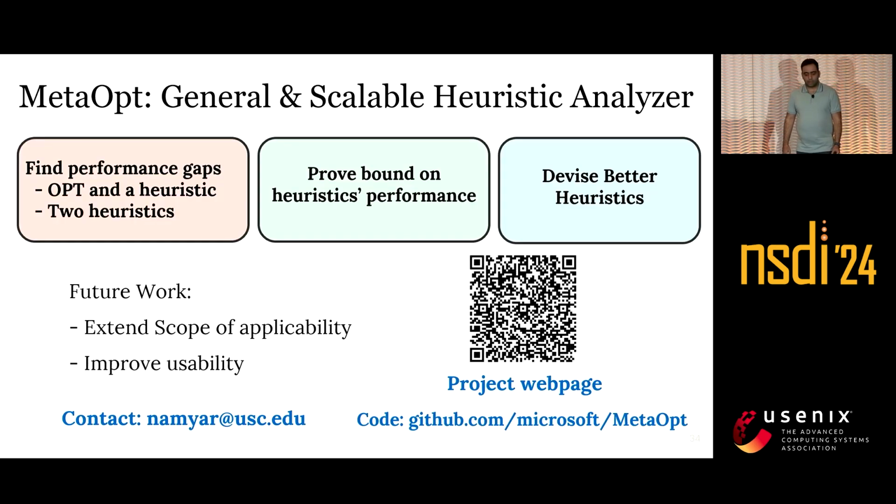To conclude, MetaOpt is a general and scalable heuristic analyzer. We can use it to find performance gaps between optimal and heuristic. We can also use it to compare 2 heuristics and find cases where one of them is better than the other. We can use MetaOpt to prove bounds on the performance of heuristics. Finally, we can use it to understand the weaknesses of heuristics and improve the heuristic in some way.